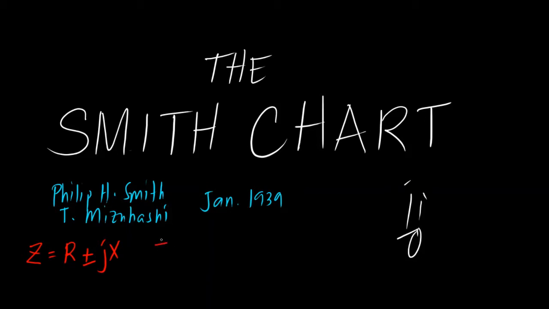Just remember that, of course, plus will be your inductive reactance and minus is your capacitive reactance. If your transmission line is inductive, then you have to cancel it with capacitive, and vice versa. Okay. And yep, let's look at some modern uses of the Smith chart.